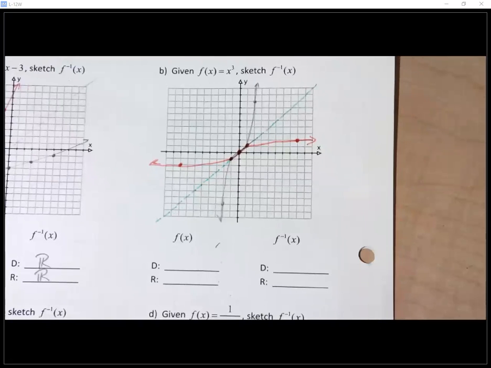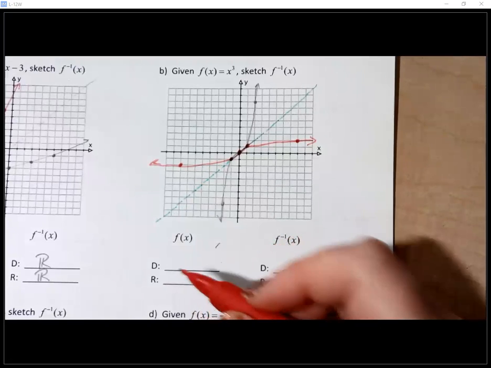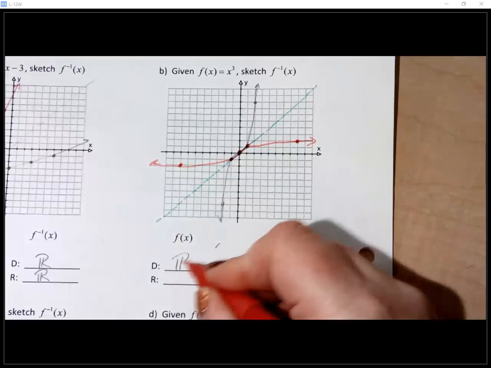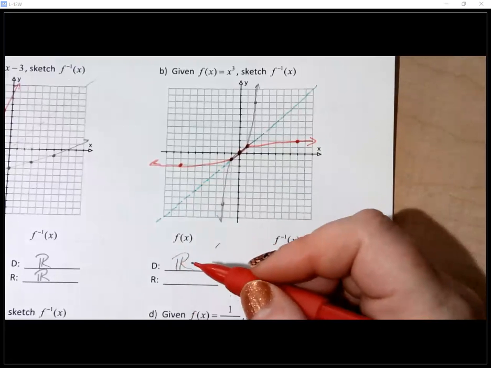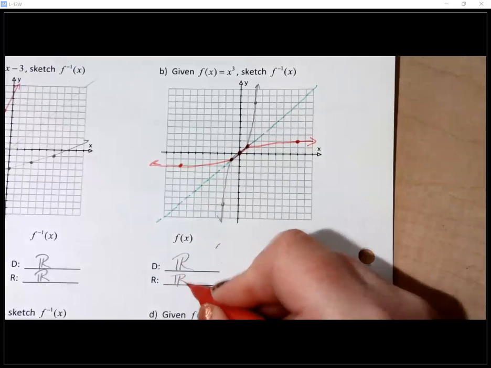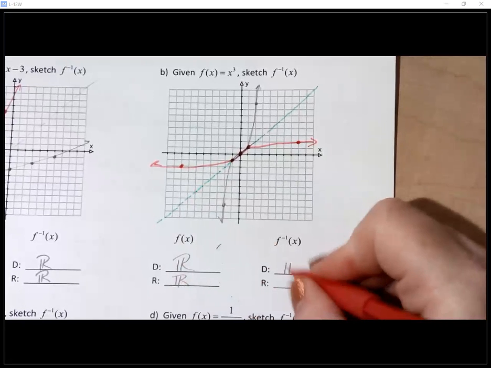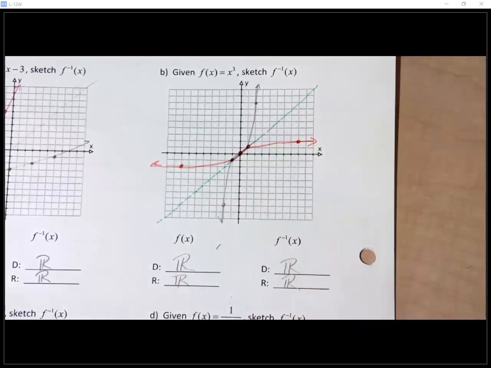Domain of the original: all reals. Range of the original: also all reals, so we haven't gotten exciting yet. Same thing's going to happen for my inverse function. Domain and range are all reals. All right, now things are going to get interesting. Let's look at C.